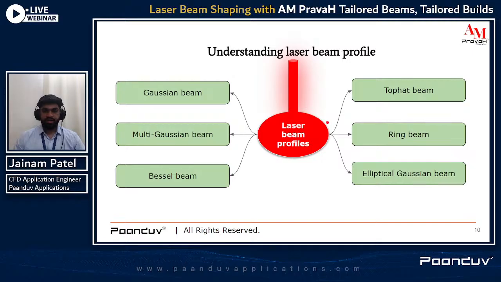So let's understand the laser beam profile. In AM PravaH software, we can generate any number of laser beam shape profiles. Among those, I have created these 6 types of laser beam shapes. The user can create any profile they want. The first one is a Gaussian beam, then multi-Gaussian beam, bezel beam, top hat beam, ring beam, and elliptical Gaussian beam. These are the laser beam profiles commonly used.